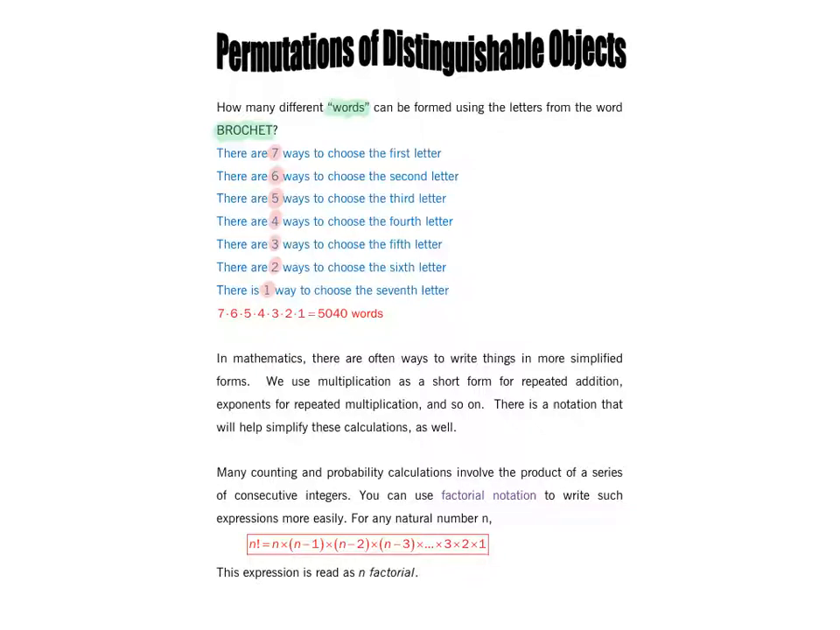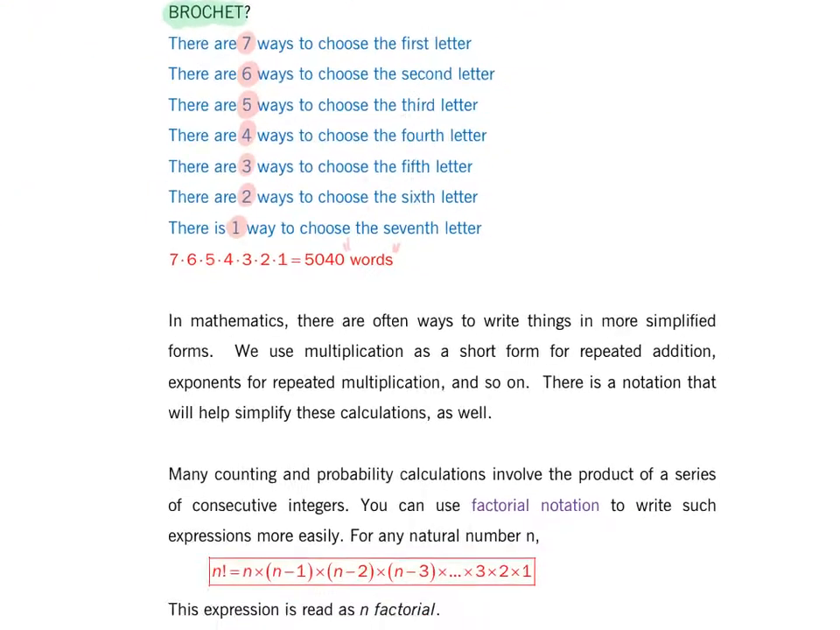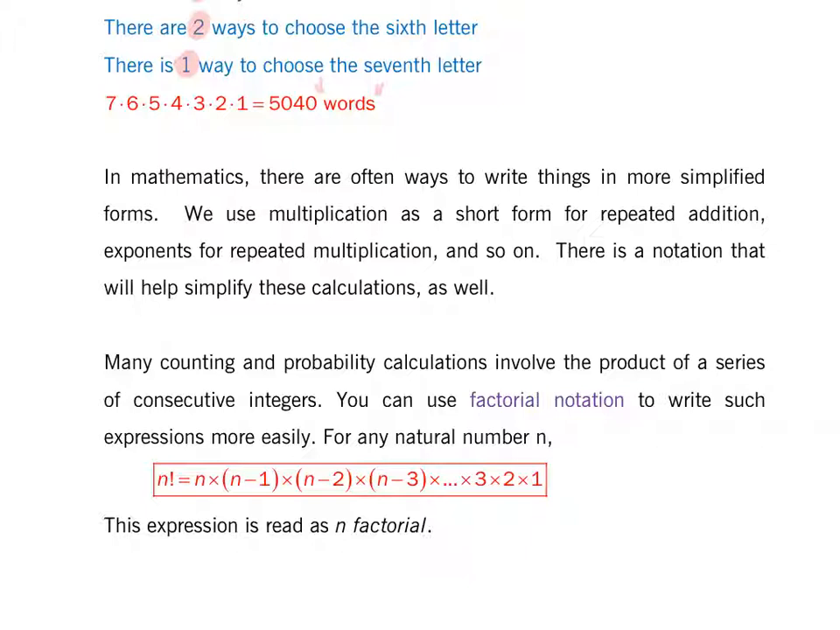Good enough. So if we multiply 7 times 6 times 5 times 4 times 3 times 2 times 1, we get a total of 5,040 words. Okay? Now, in math, we often try to write things in a more simplified way to make things easier. We use multiplication as a short form for repeated addition, exponents for repeated multiplication, and there's also a notation that's going to help when we have something like this: 7 times 6 times 5 times 4 times 3 times 2 times 1.